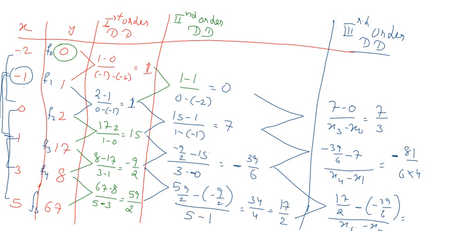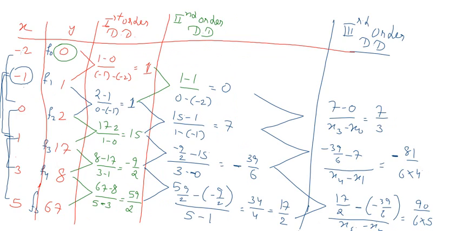So that is equal to 90 by 6 into x5 minus x2, 5. Right? So let me write down. So note that in the first order divided difference, you have not skipped any of the values of x, right? x1 minus x0, x2 minus x1, x3 minus x2, and so on.